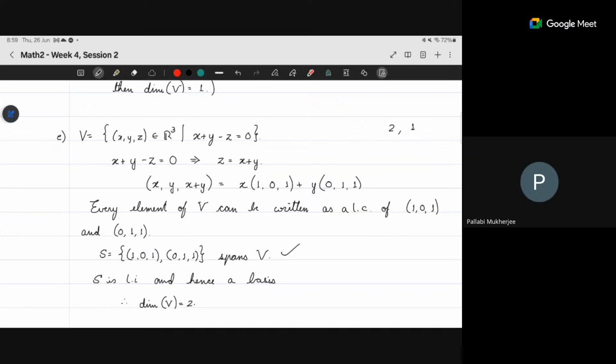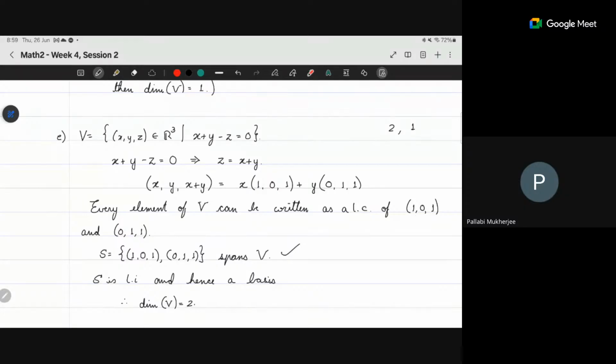Sir, is spanning coming because of linear independence? Because they are linearly independent? No, spanning and linear independence are different things. Spanning means every element in the set can be written as a linear combination of vectors from the given set. Then we would say the given set spans V. So here we did express that every element of V can be written as a linear combination of this and this, which is the definition of spanning.